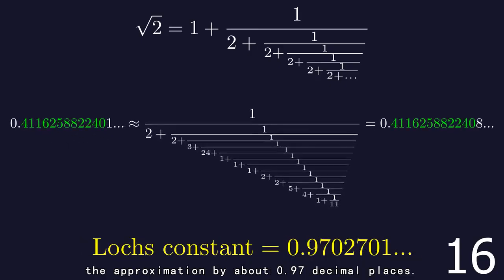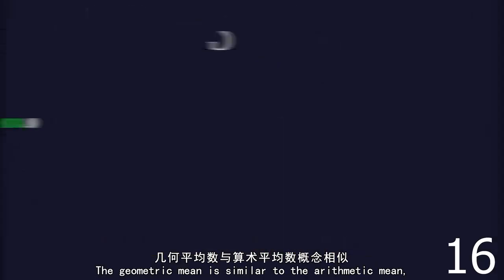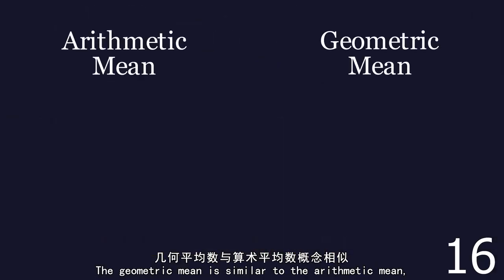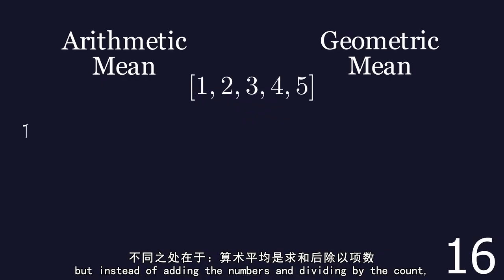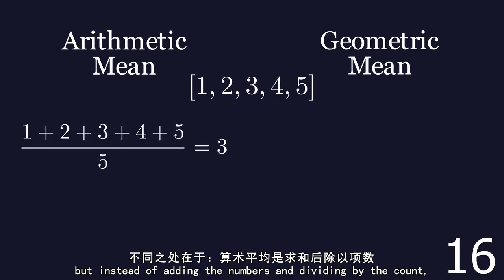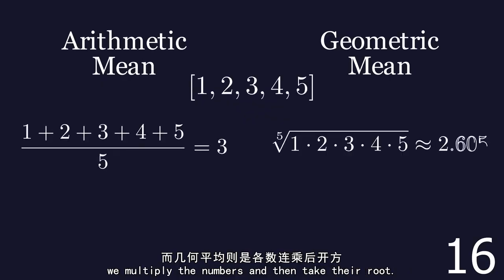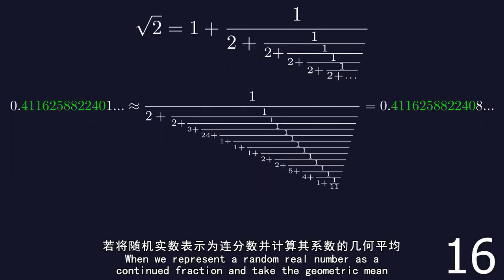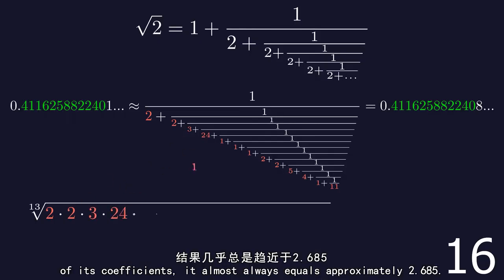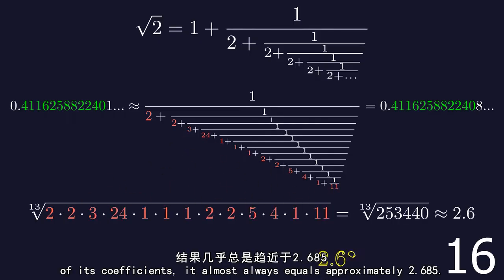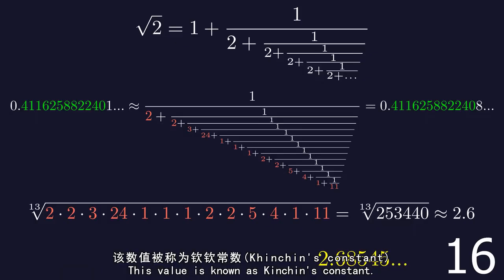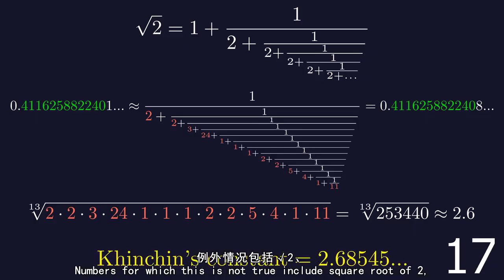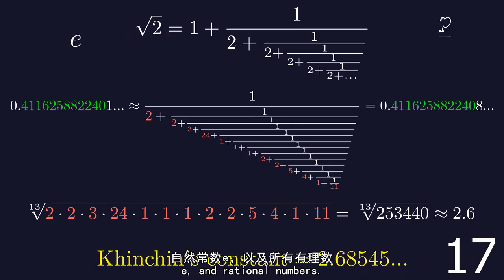The geometric mean is similar to the arithmetic mean, but instead of adding the numbers and dividing by the count, we multiply the numbers and then take their root. When we represent a random real number as a continued fraction and take the geometric mean of its coefficients, it almost always equals approximately 2.685. This value is known as Khinchin's constant. Numbers for which this is not true include the square root of 2, e, and rational numbers.